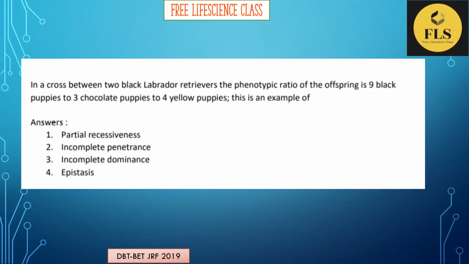Third question is, in a cross between 2 black Labrador retrievers, the phenotypic ratio of the offspring is 9 black puppies to 3 chocolate puppies to 4 yellow puppies. This is an example of which of the following? The 4 options are: first one, partial recessiveness; second option, incomplete penetrance; third option, incomplete dominance; and fourth option, epistasis. Okay. So the answer for this question is option 4, that is epistasis. Okay, moving into the next.